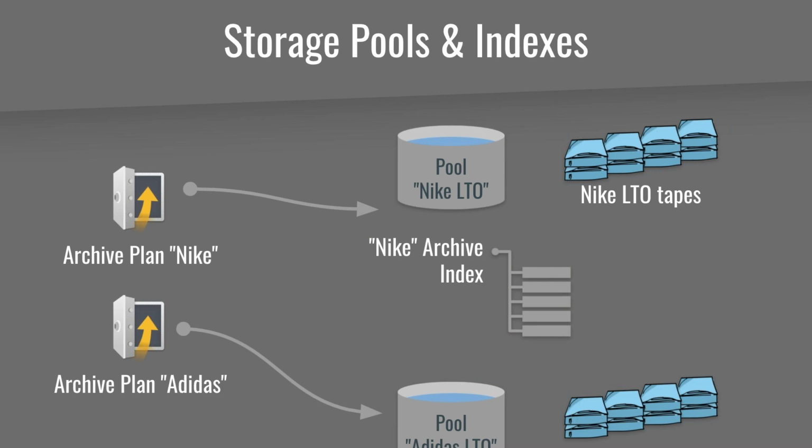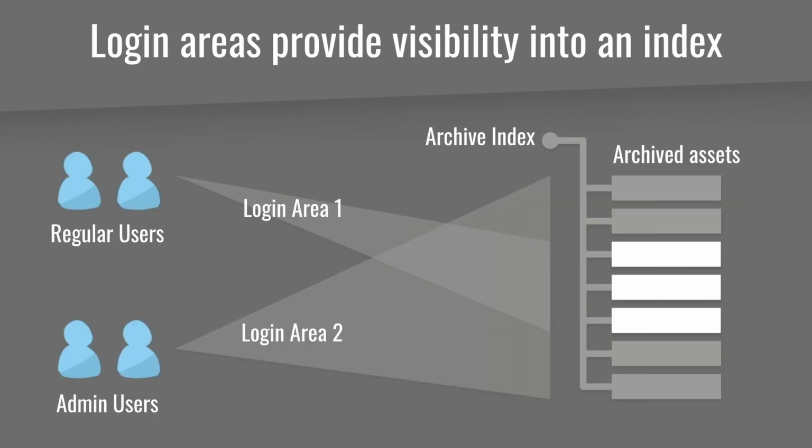And there's a way within P5 where you can add another layer. So if we're looking at the next slide, which may look a bit weird, you see over on the left-hand side, we've got people. So I've got 2 regular users here, and I've got 2 admin users. Over here, I've got my archive index, where I've got all the assets that I've archived. Now, there's a separation between the users and the archive index called a login area. So I can create a login area for these people here that restricts them to a subset of the index, just to this part here, whereas our admin users have a login area which provides access to the whole index.